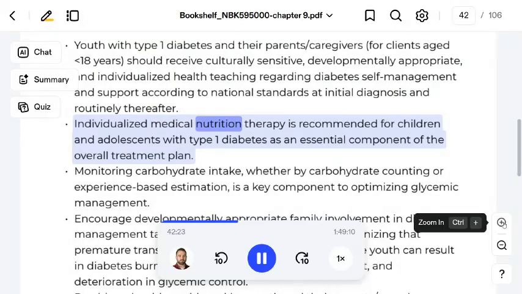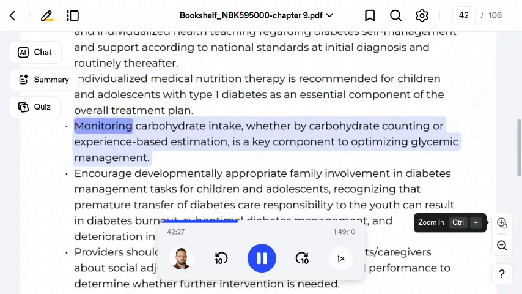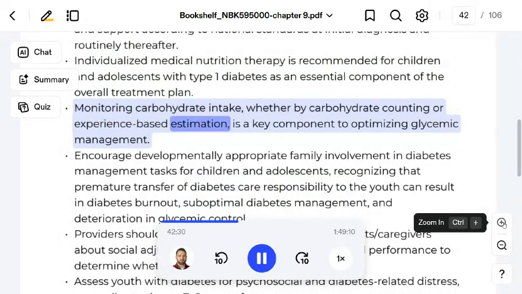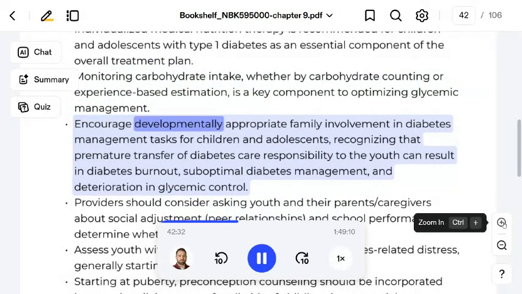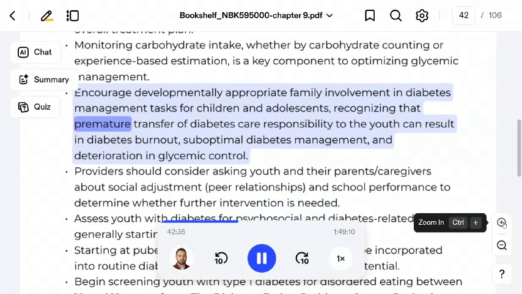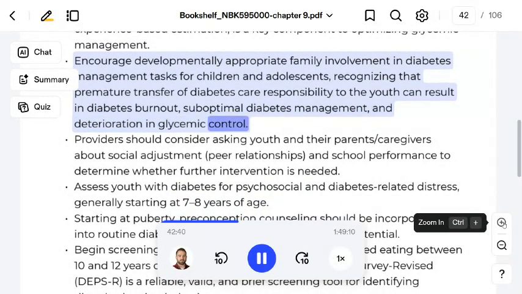Individualized medical nutrition therapy is recommended for children and adolescents with type 1 diabetes as an essential component of the overall treatment plan. Monitoring carbohydrate intake, whether by carbohydrate counting or experience-based estimation, is a key component to optimizing glycemic management. Encourage developmentally appropriate family involvement in diabetes management tasks for children and adolescents, recognizing that premature transfer of diabetes care responsibility to the youth can result in diabetes burnout, suboptimal diabetes management, and deterioration in glycemic control.